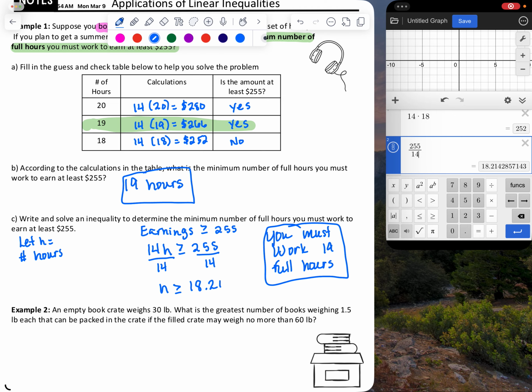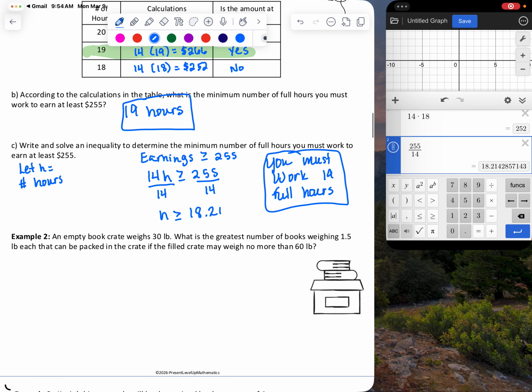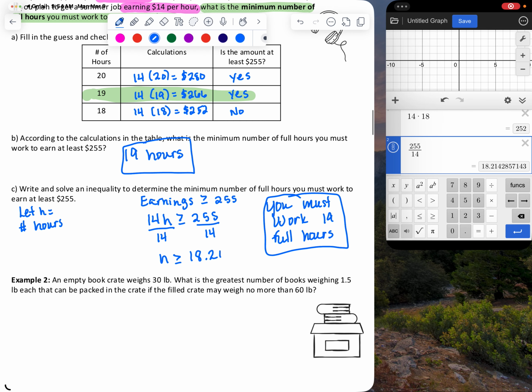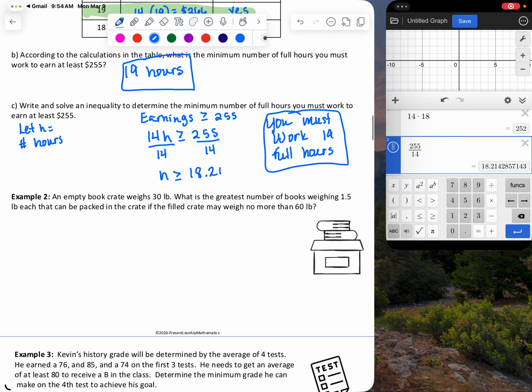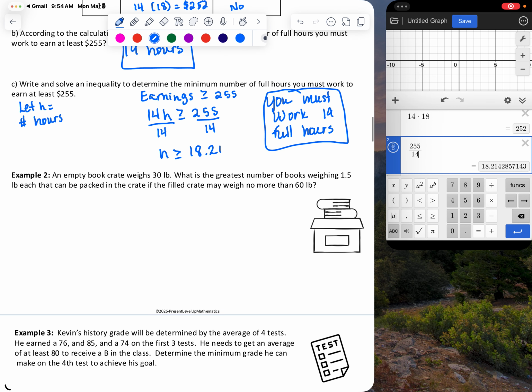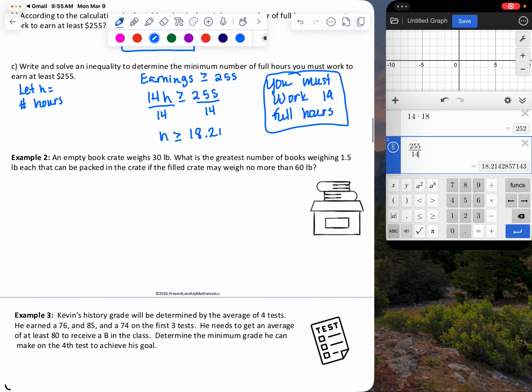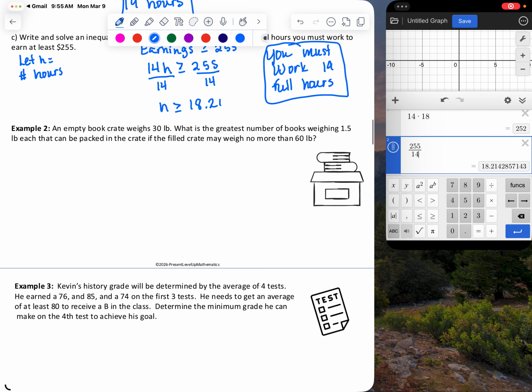So with inequalities, sometimes our rounding rules don't really apply. You have to kind of think about the problem a little bit. All right. Example 2. An empty crate weighs 30 pounds. What is the greatest number of books weighing 1.5 pounds each that can be packed in the crate if the filled crate may weigh no more than 60 pounds?